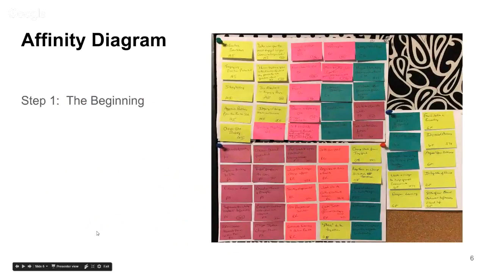The affinity diagram. This is step 1, or the beginning of my affinity diagram. The process consisted of making a sticky note for each unique area or theme for each of the 8 methods.